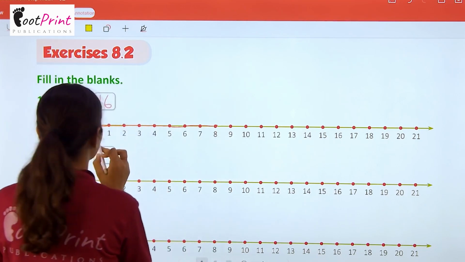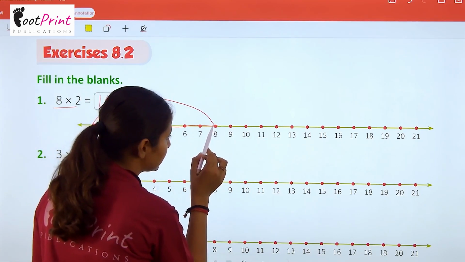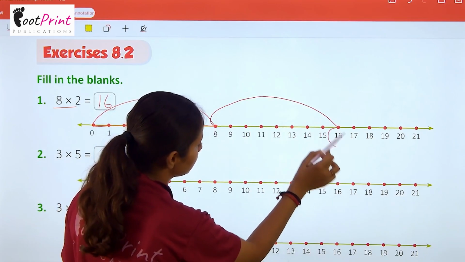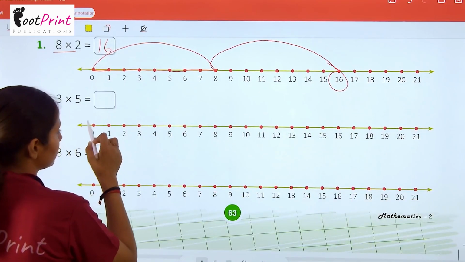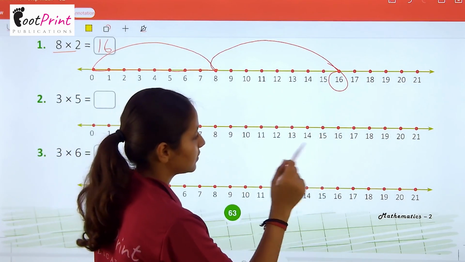Okay, so first jump reaches 8, second jump reaches 16. So the answer is 16. Similarly, 3 into 5 is 15.